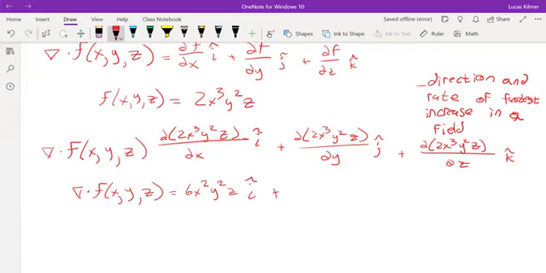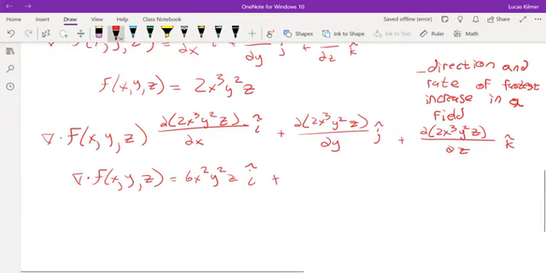Plus, now we go to the partial of y. We have this 2y squared up here, so we're going to end up dropping that down, and we're going to end up with a plus 4x cubed y z in the j. Plus, this last one, taking it in the z, we have the z with an exponent of 1, so that's going to drop. The z is going to go away. You're going to end up with 2x cubed y squared k hat.